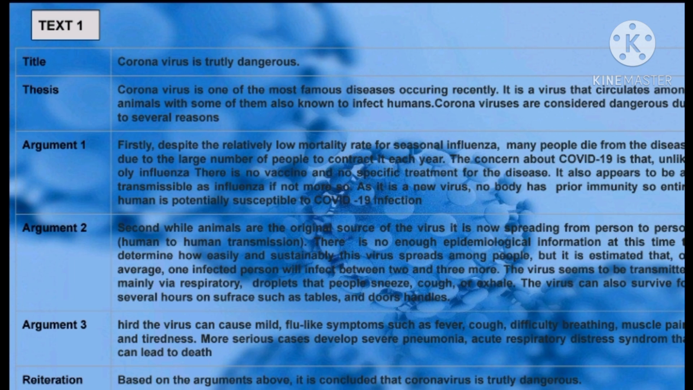Here, when the writer said that coronavirus is considered dangerous due to several reasons, it is called thesis in paragraph 1. And then, in the second paragraph or next paragraph, the writer can propose her or his arguments by using the words firstly, secondly, third, next, and so on. And in the last paragraph, of course, it is reiteration. For example, based on the arguments above, it is concluded that coronavirus is truly dangerous.